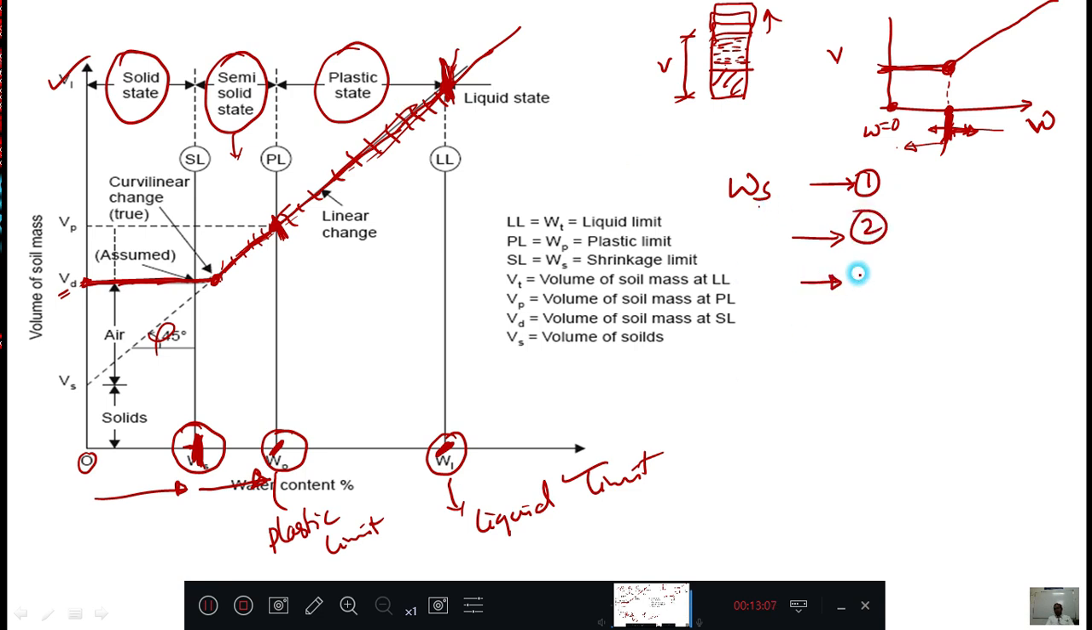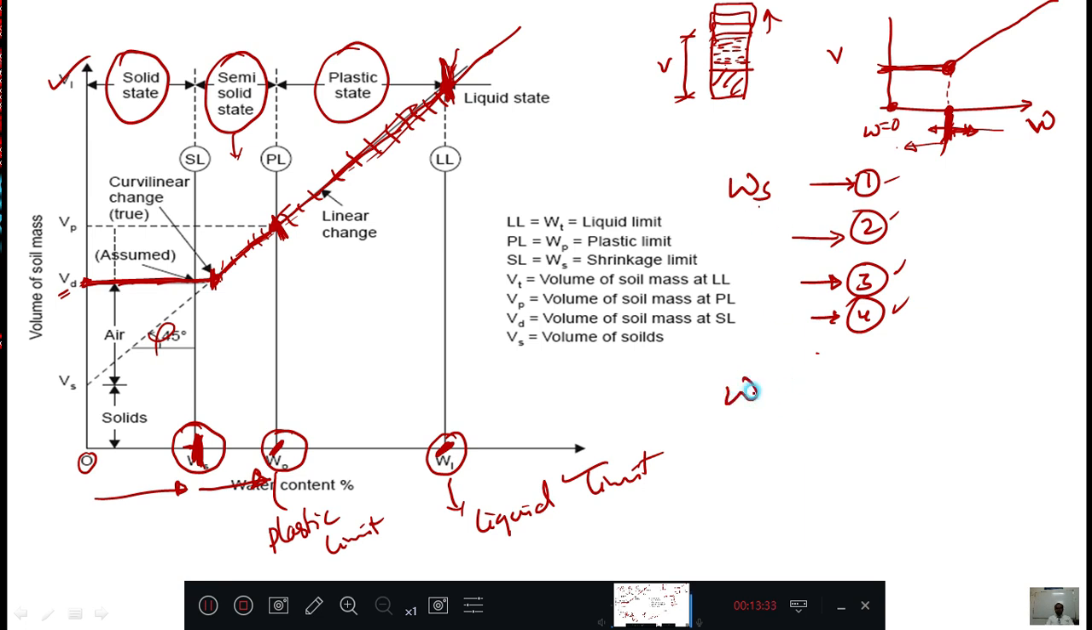Third definition for shrinkage limit. Shrinkage limit is the minimum water content up to which no change in the volume is observed. Fourth definition. Shrinkage limit is the minimum water content to make the soil saturated. All the meanings are the same. Just think about which is good and which is bad.